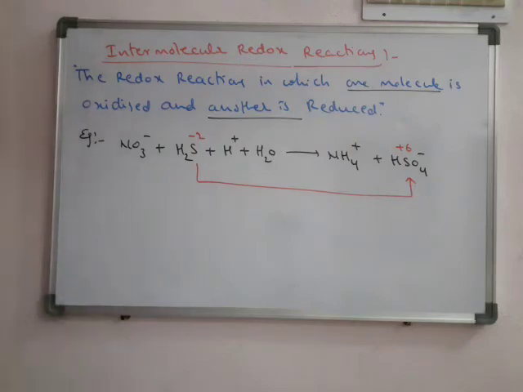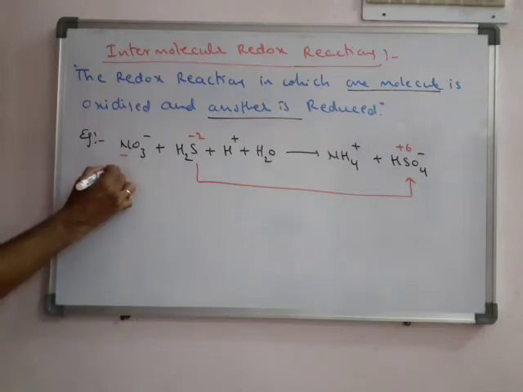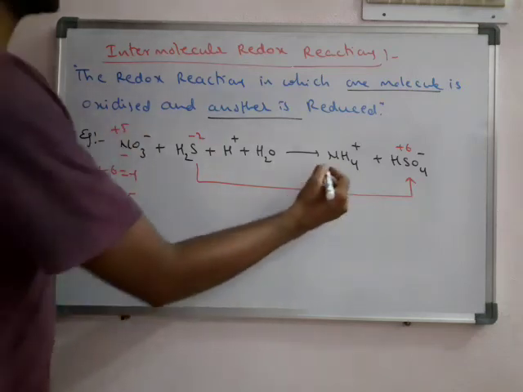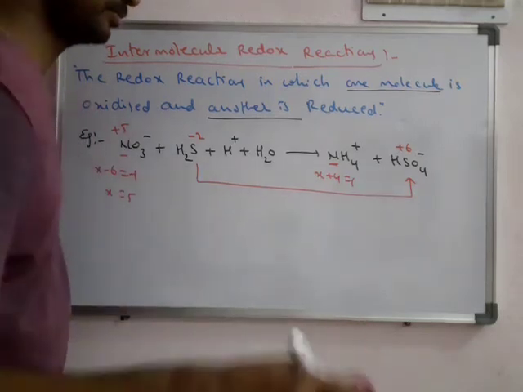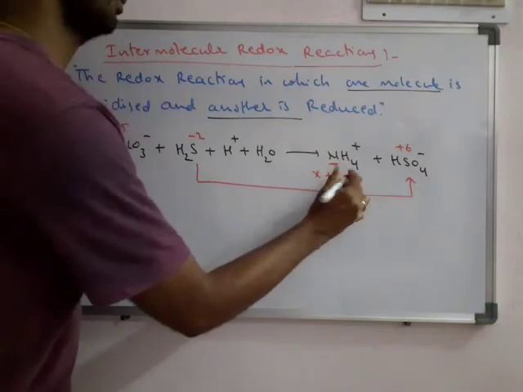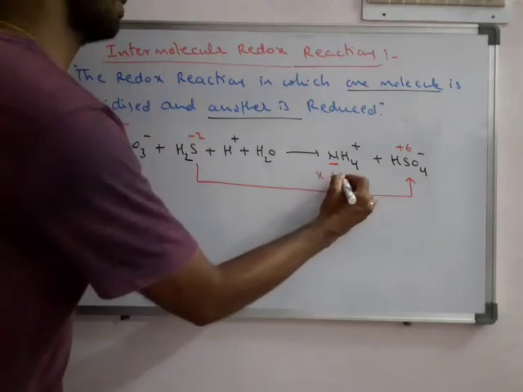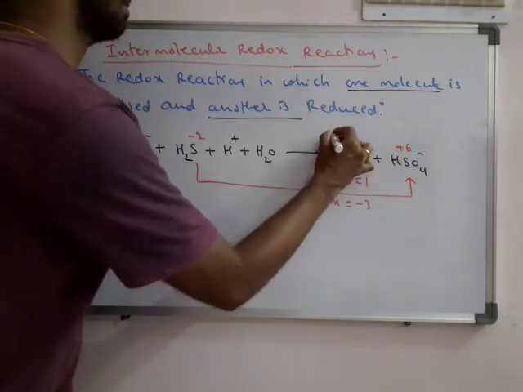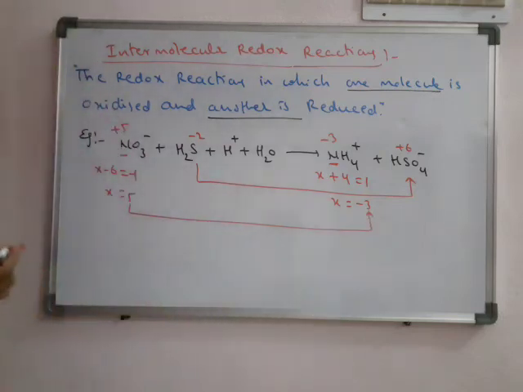And what about the nitrogen oxidation state here? In NO3 minus, X minus 6 equals minus 1, so X equals 5. So nitrogen is plus 5. What is the nitrogen oxidation number in NH4 plus? X plus 4 equals 1, so X equals minus 3. So here it goes from plus 5 to minus 3. So it is reduction and oxidation.